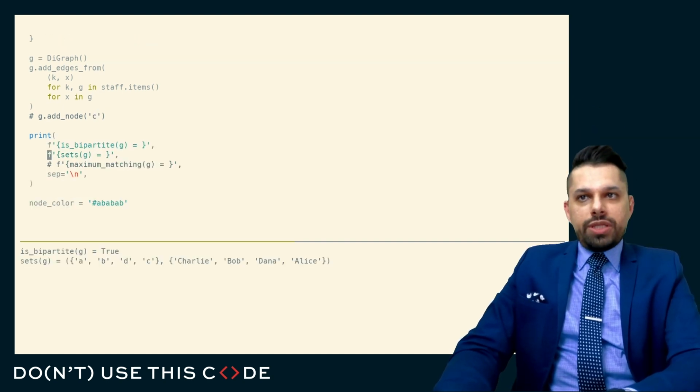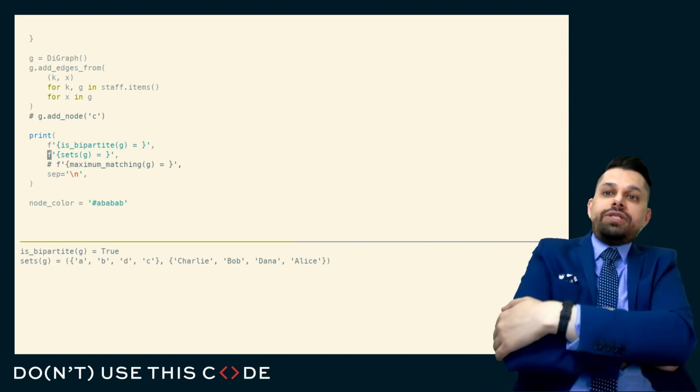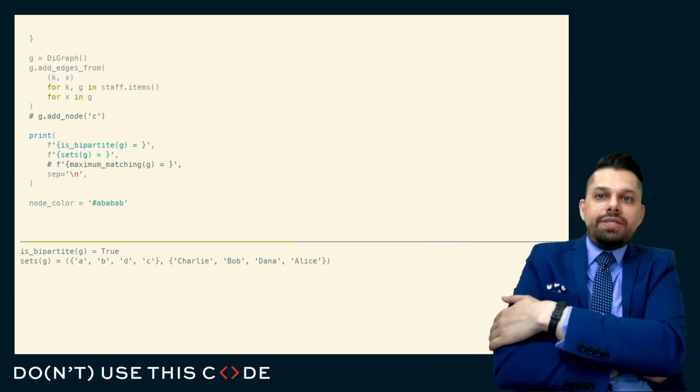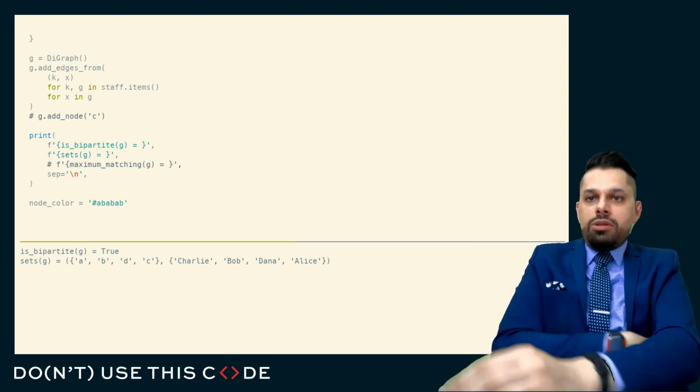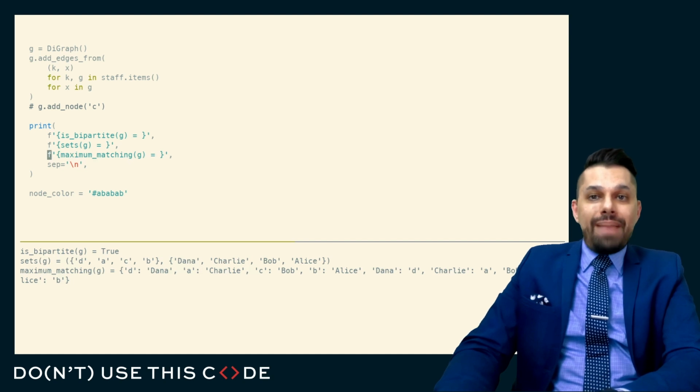If this is bipartite, we can ask for the sets, how it would partition this so that every node is connected to nodes on the other side. And it'll say, oh, you partition all the jobs, A, B, C, and D, and you partition all the people, and that's exactly what we look for. And we can even ask for the maximum possible matching, which job goes to which person.